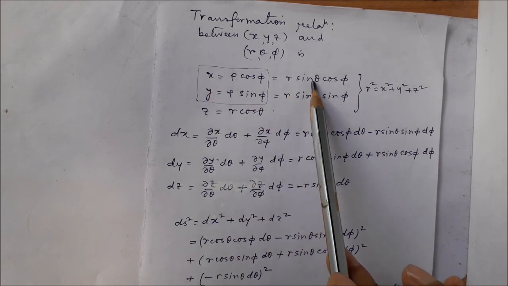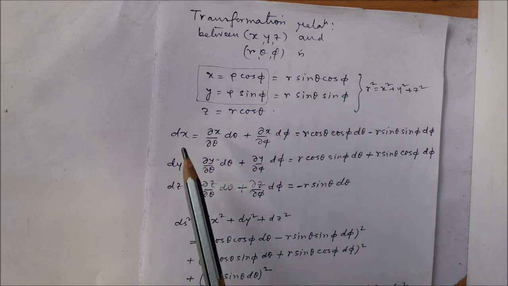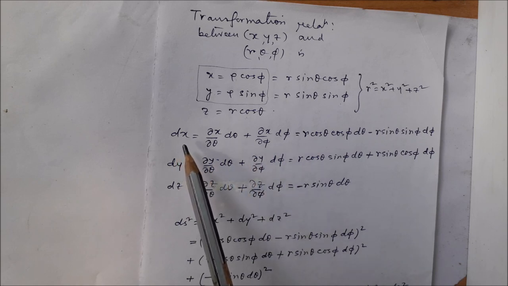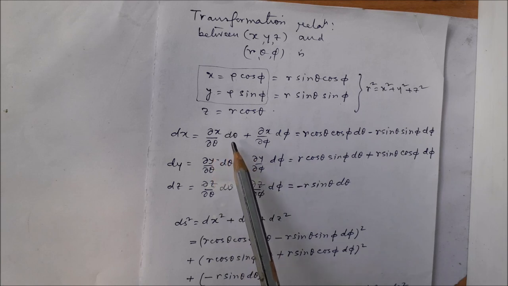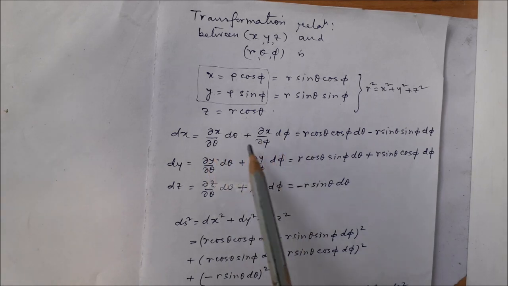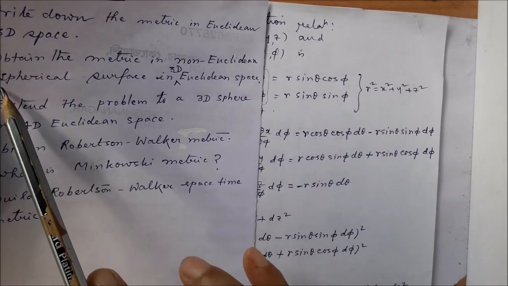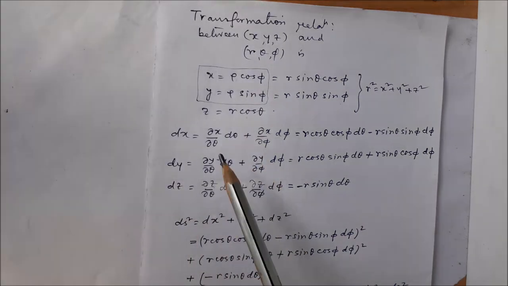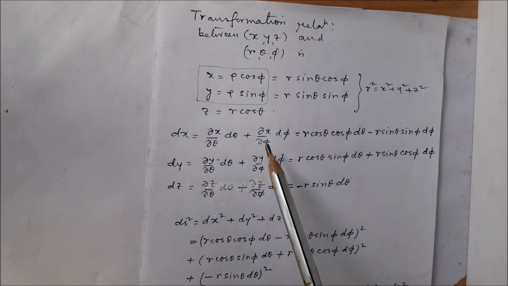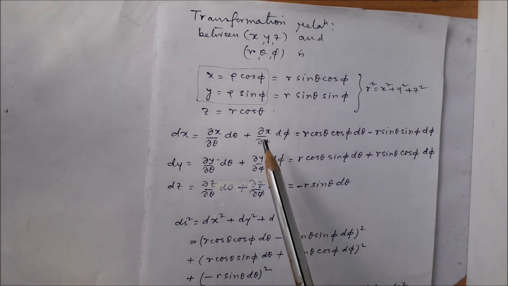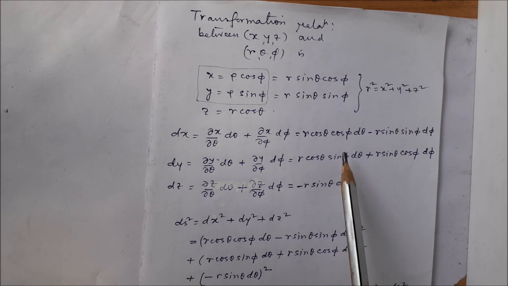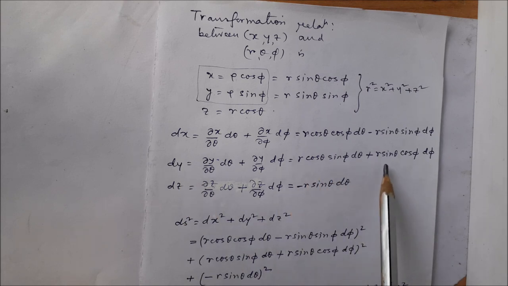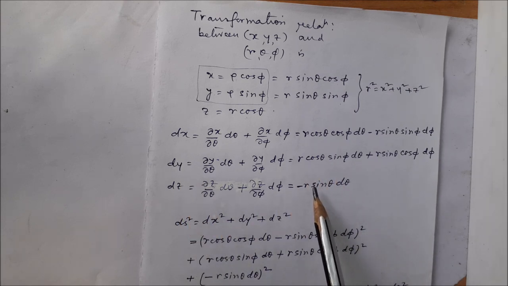So x depends upon r theta phi, and so by chain rule we have this relation, that is, change in x, dx, is related to the changes in theta and phi. And dr is absent in this relation because we are considering a spherical surface. For a sphere, r is constant, so dr is 0. Del x del theta, del x del phi are partial derivatives. And on calculation, we get this relation. And similarly, for dy, we end up with this relation. For dz, we have this one by the same logic.